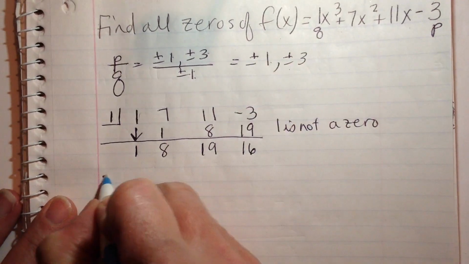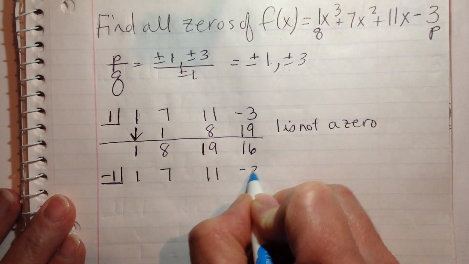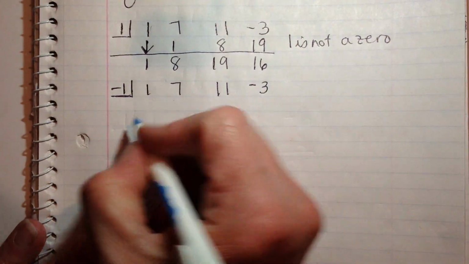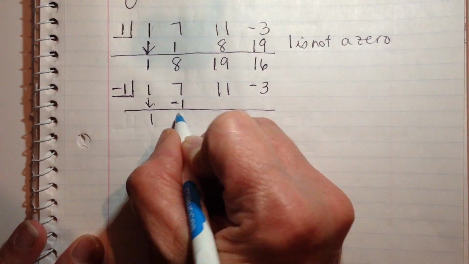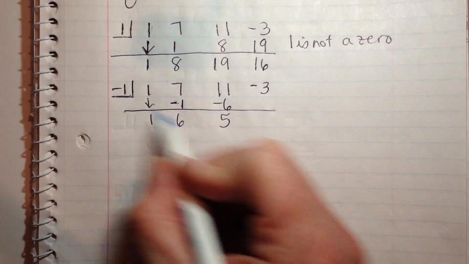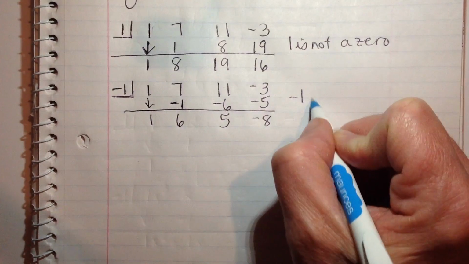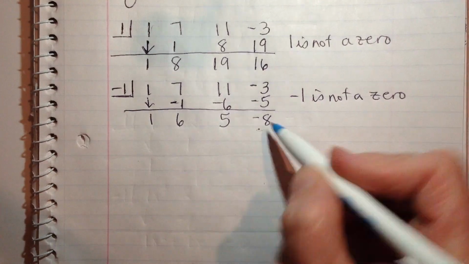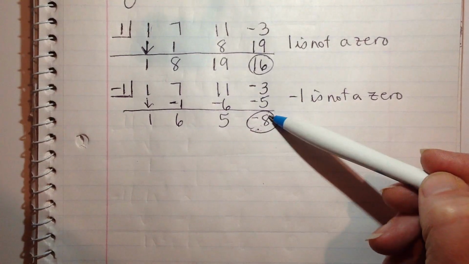I have negative 1. So let's try negative 1 to see if it's a 0. Using the same numbers from the original problem, let's test to see if negative 1 is a 0. So pulling down 1. Negative 1 times 1 is negative 1. Add, you get 6. Negative 1 times 6 is negative 6. Add, you get 5. Negative 1 times 5 is negative 5. Add, you get negative 8. So negative 1 is not a 0 because we did not get a remainder of 0. Remember, these numbers are your remainders. In order for you to get a 0, you have to have a 0 remainder.